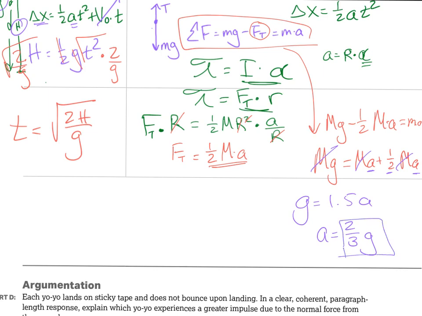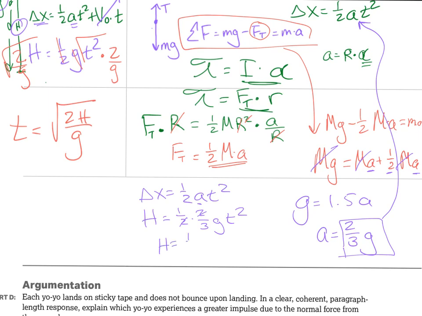And now that I know that, I can plug that way up here into A. And that leaves me with delta x equals 1/2 at squared. The delta x is the height. Take that times 1/2 times 2/3 g t squared. Solving, it's just substituting that in for A. Break that down a little bit more, and you got height equals 1/3 g t squared.